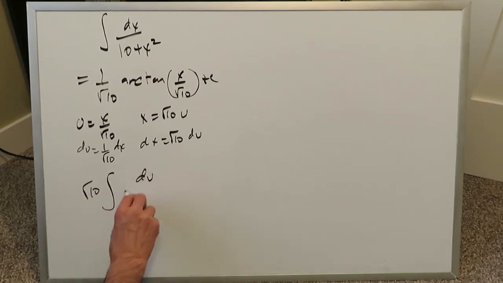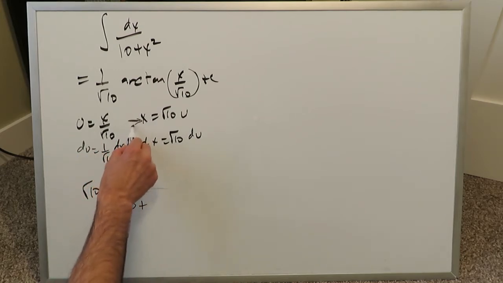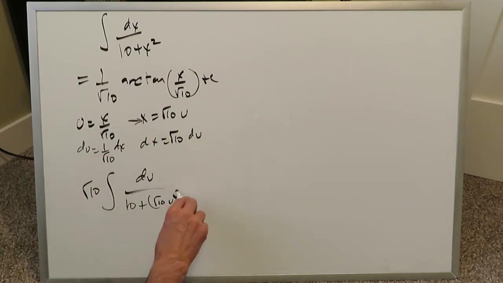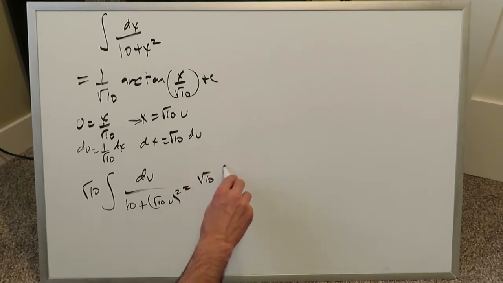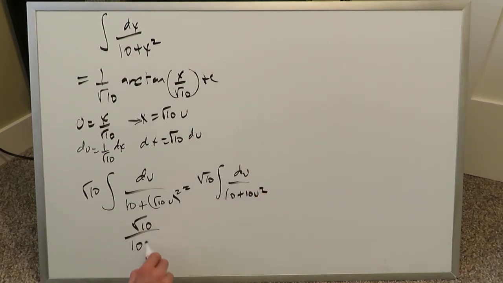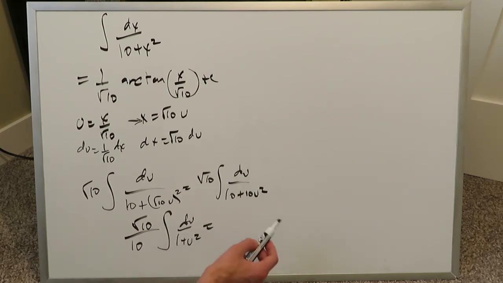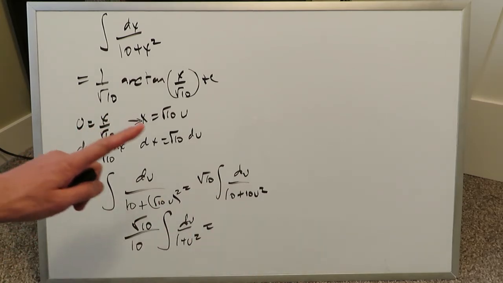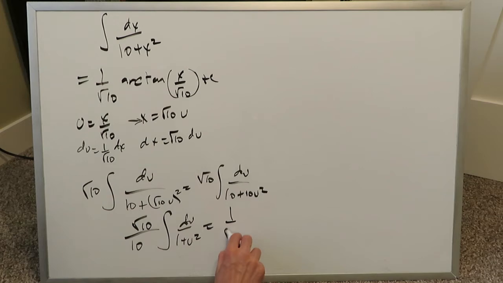Root 10 du divided by 10 plus x squared. x right here was equal to root 10 u, squared. When you solve this you get root 10 integral du over 10 plus 10 u squared. You can isolate the 10. You get root 10 in the top and then 10 on the bottom. You have du over 1 plus u squared. When you take this to completion you end up with your final answer, which is posted right here at the very top. By means of simplification you get 1 over root 10 arctan, and you resubstitute back the u value, which was x over root 10, plus c.